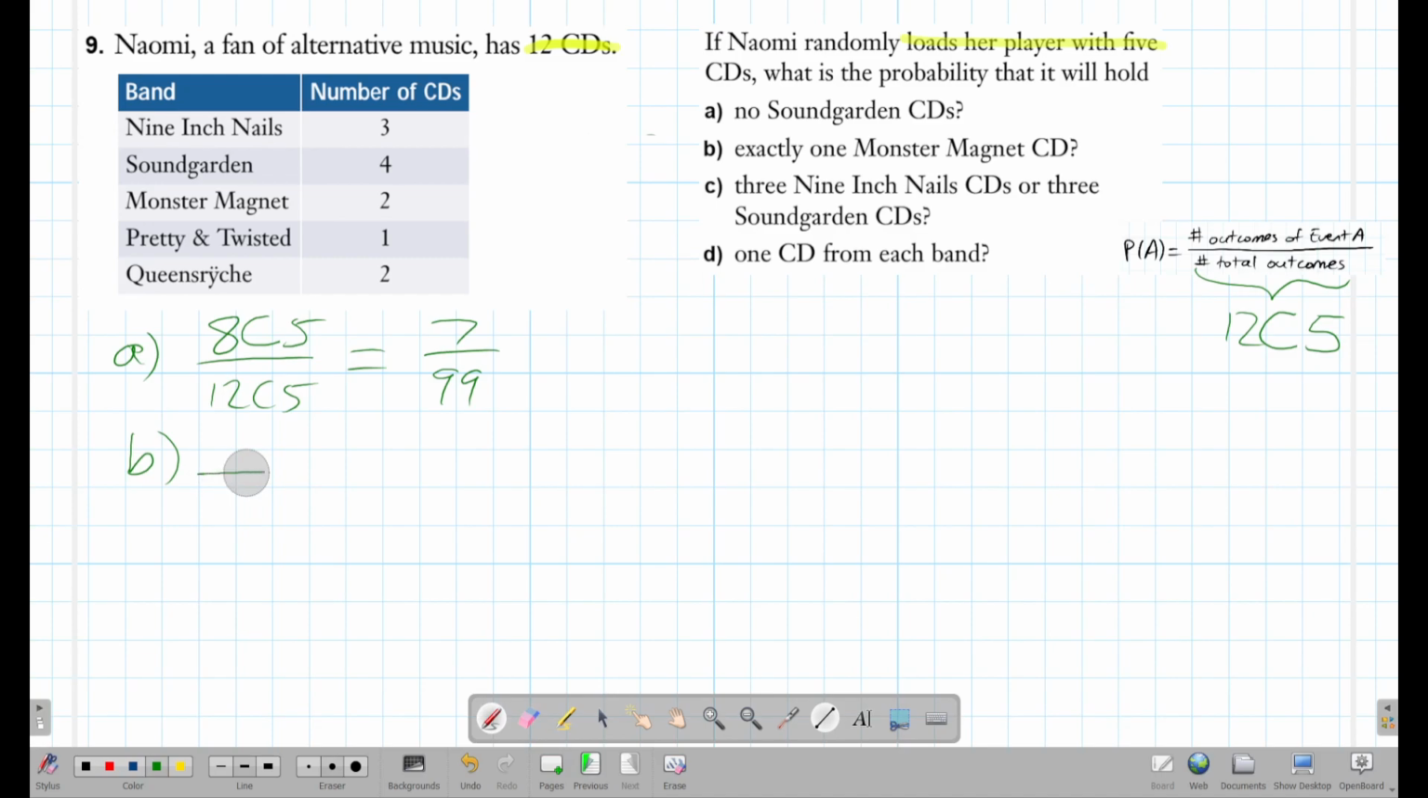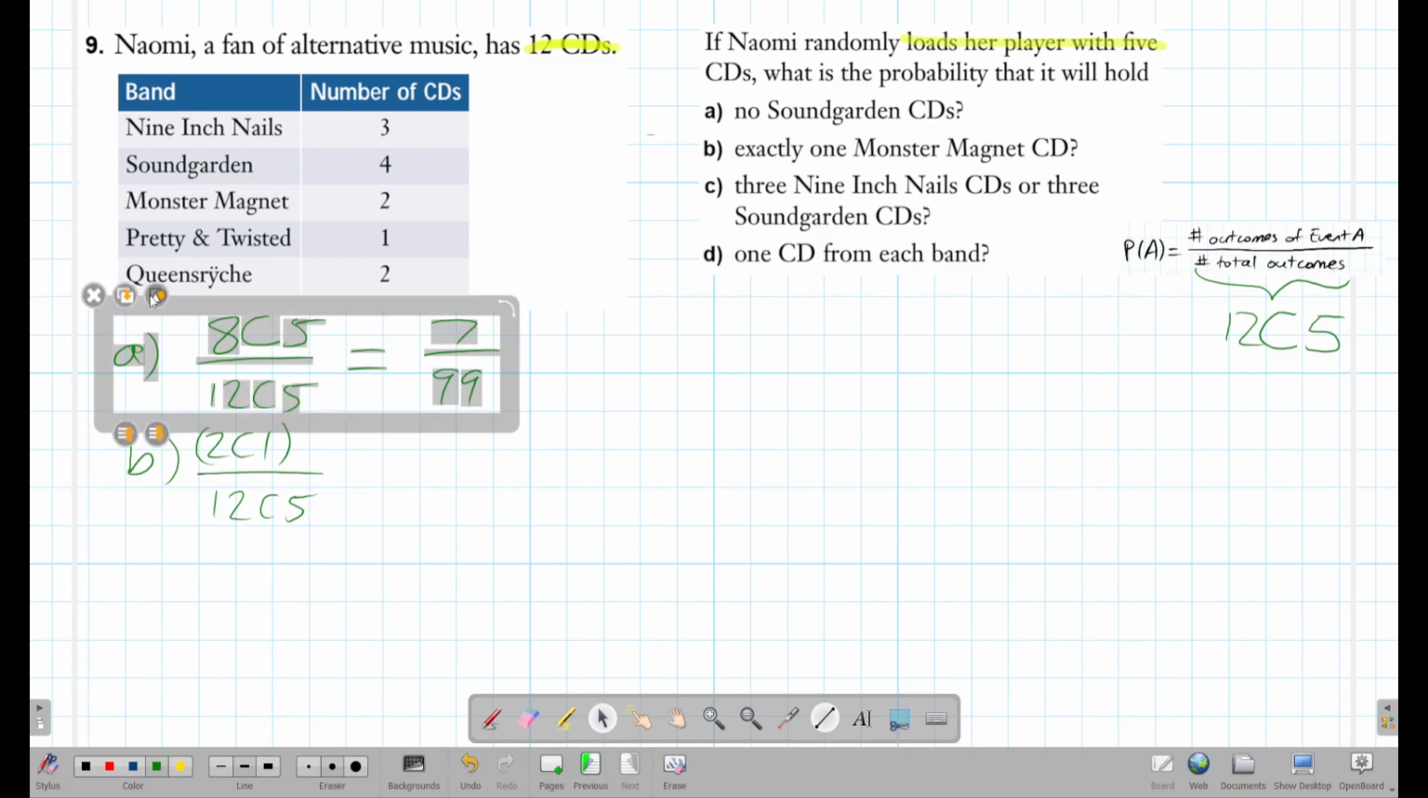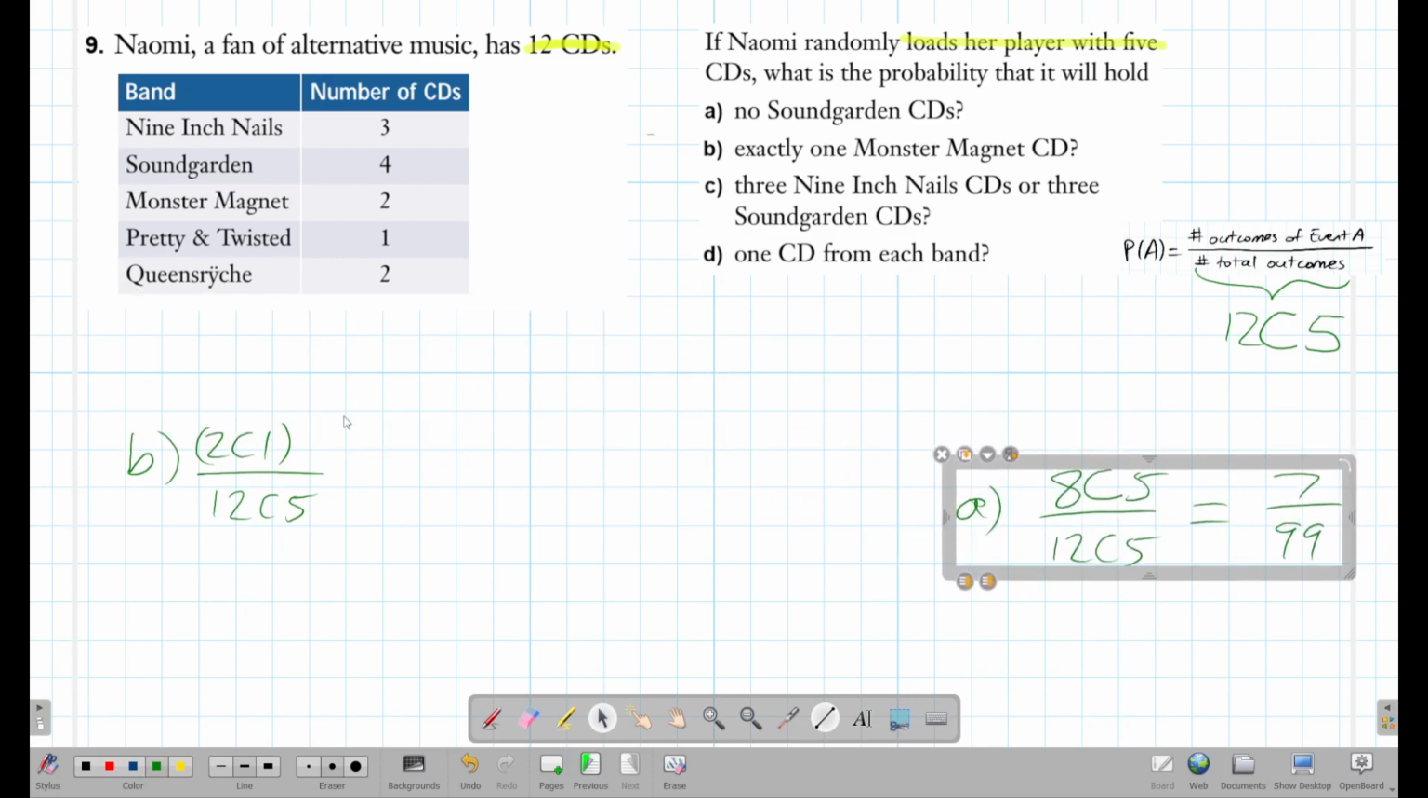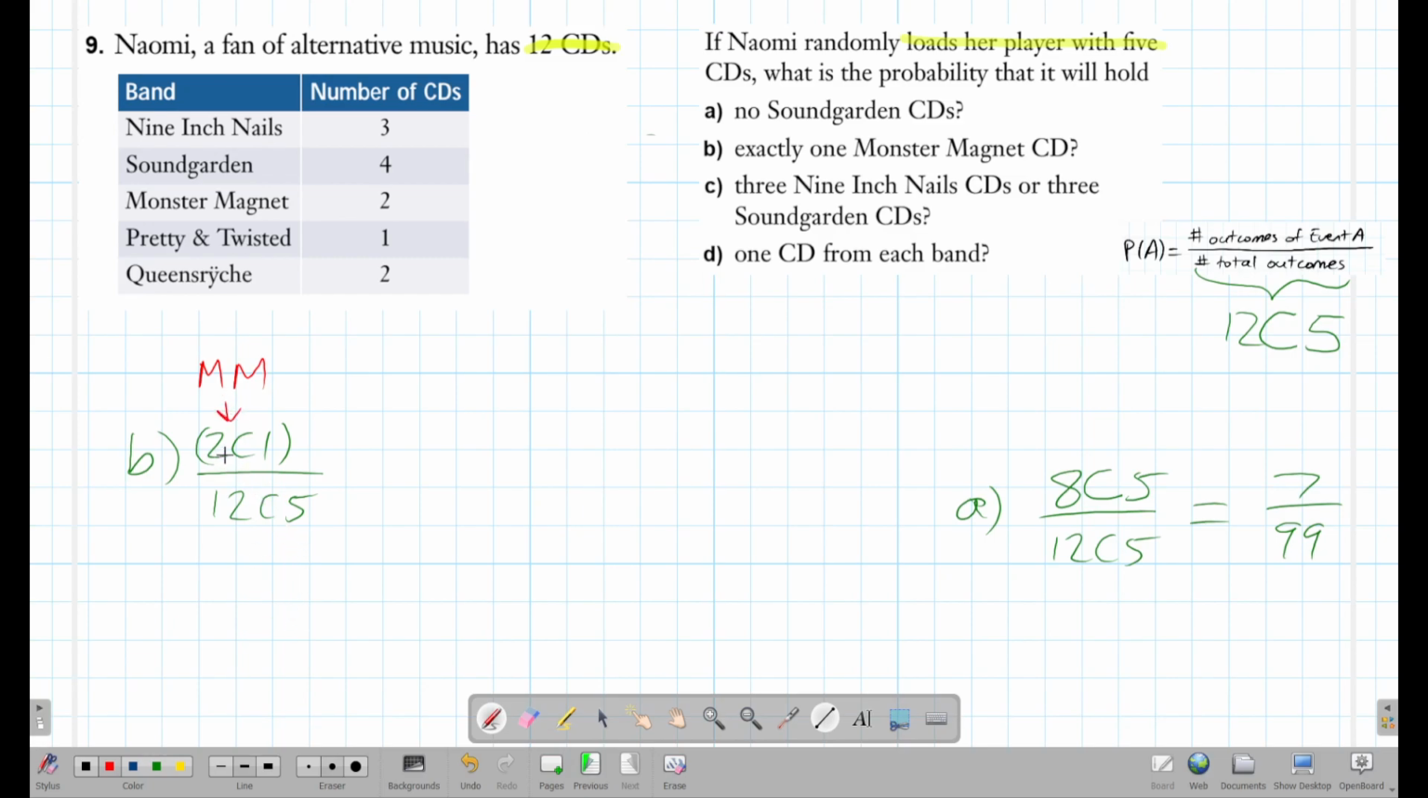For B, we want exactly 1 Monster Magnet CD. So again, we're going to have 12C5 as our denominator. And of the 2 Monster Magnet CDs, we want to choose 1. So this is the Monster Magnet CD, 2 choose 1. We only want 1 Monster Magnet CD, and there are 2 to choose from. So it's 2C1.